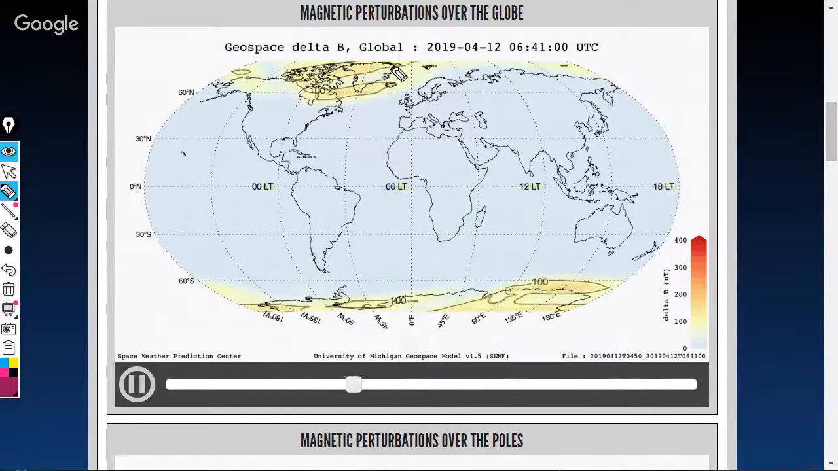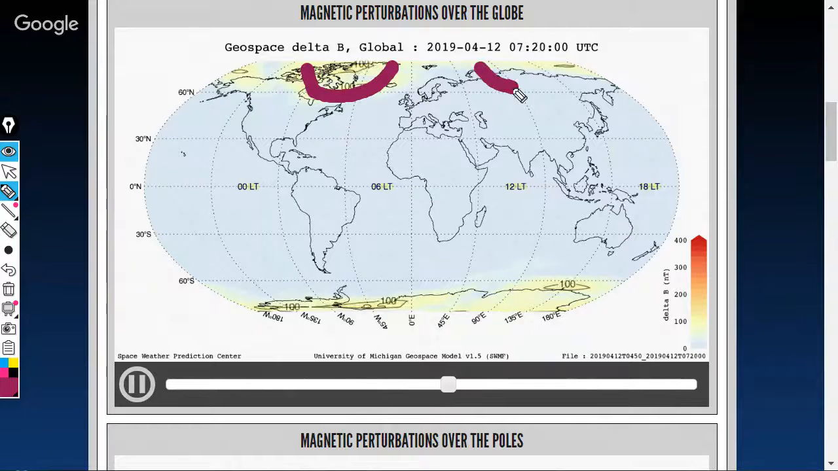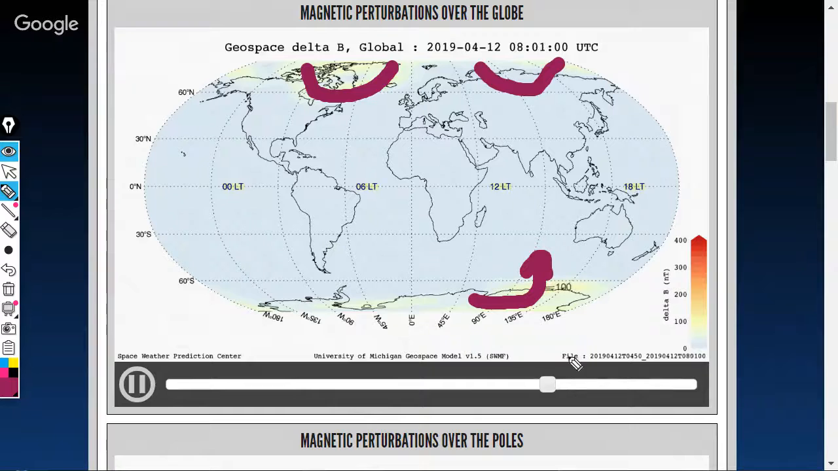For you pole shift folks, we've got one over Canada. We've got one over Siberia. And the South Pole is migrating toward Eastern India, Western Australia, etc.